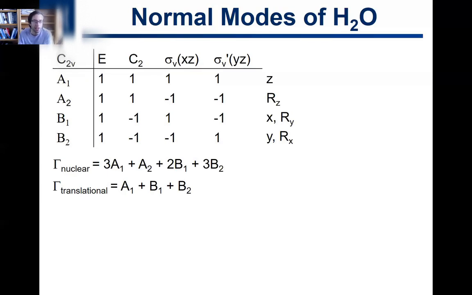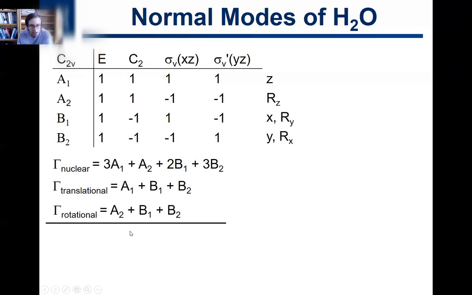And so all you have to do is look at, okay, where are X, Y, and Z? Well, X is B1, Y is B2, Z transforms as A1. So the translational modes, there's 3 of them, X, Y, and Z, and they're A1 plus B1 plus B2. Rotational modes are where our RX, our RY, and our RZ are. So that's A2, B1, and B2. And then you're just going to subtract them off. So I'm subtracting 3 A1s from 3 A1s. That gives me 2 A1s. I had 1 A2 to start with, but I'm subtracting 1 off, so I don't have any left. And then I have 2 B1s that I started with, but I'm subtracting 2 off, so I don't have any left. And then I have 3 B2s, and I'm subtracting 2 off, so I have 1 left.